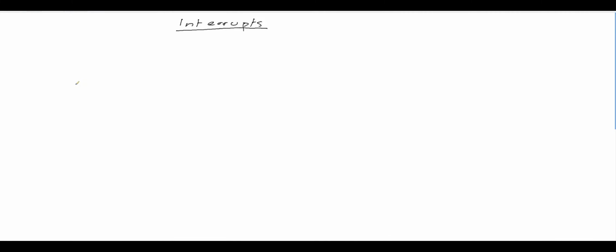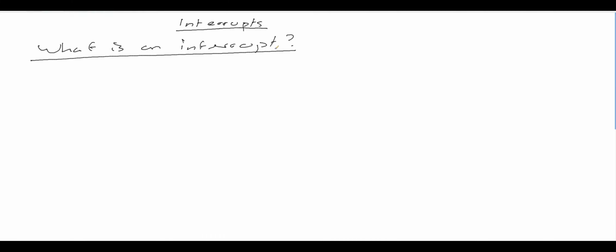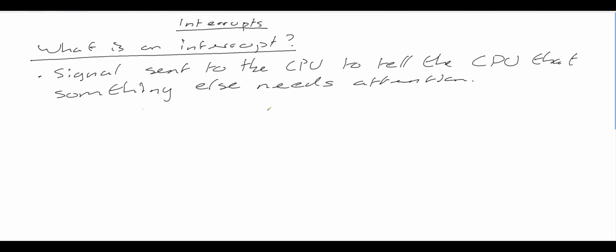In this video tutorial what I'm going to be doing is showing you what an interrupt is and discussing the role of interrupts in relation to the CPU. So what is an interrupt? Well, an interrupt is a signal that's sent to the CPU which tells the CPU that something else needs attention. Okay, so it's a signal that's sent to the CPU to tell the CPU that something else needs attention.